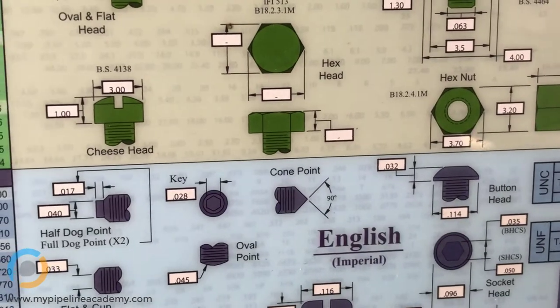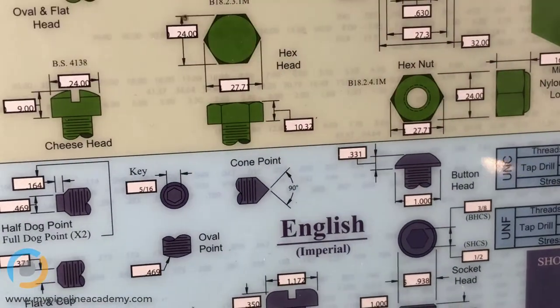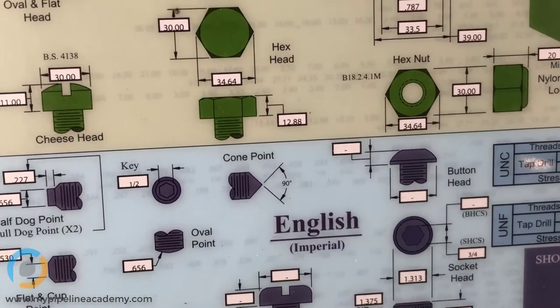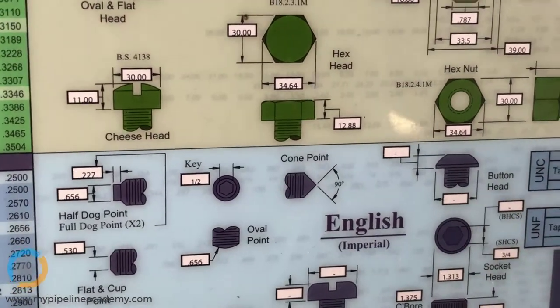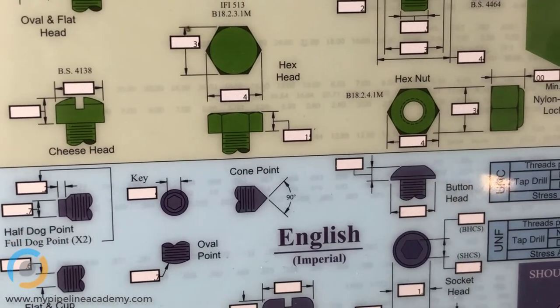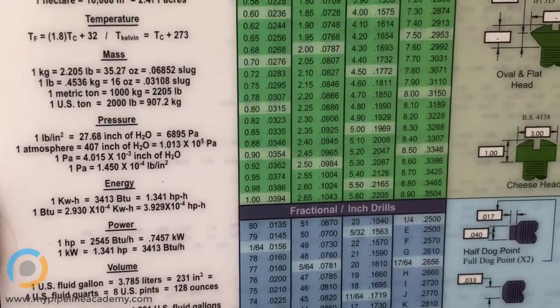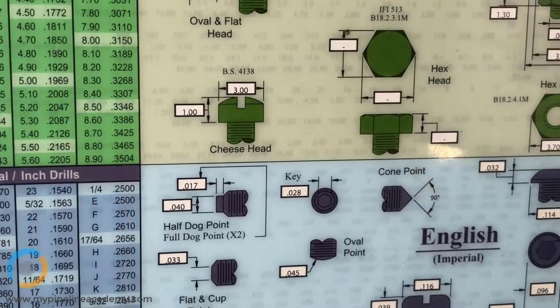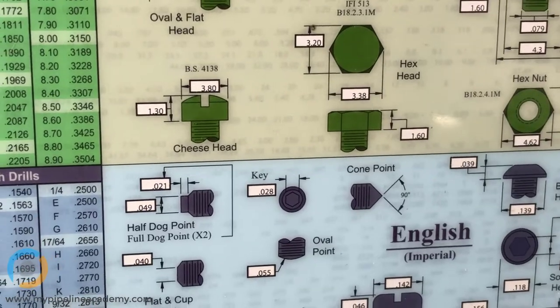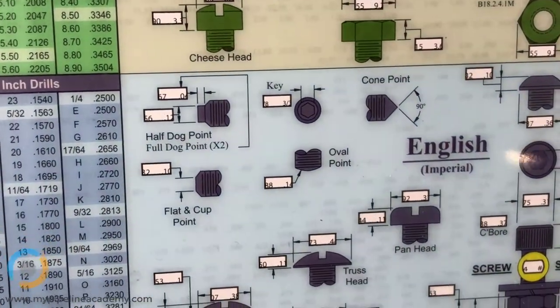let's see, hold on, where is it? Which one are you looking for? There's so much going on right now. What are you looking for in specific? Where is it? Threads per inch. Am I looking in the wrong area? Oh, yeah, I'm looking in the wrong area, sorry.